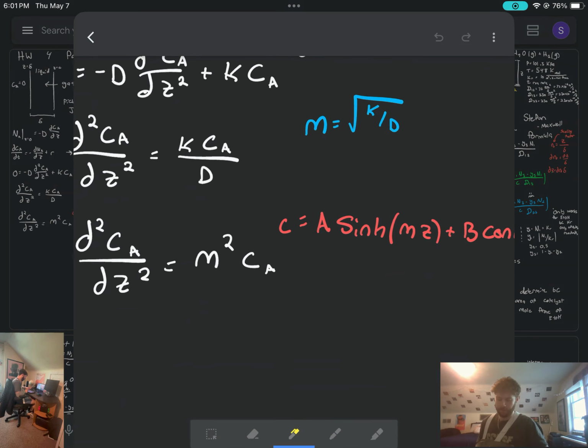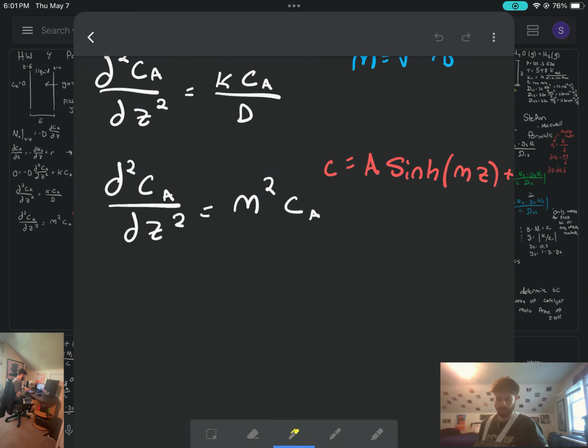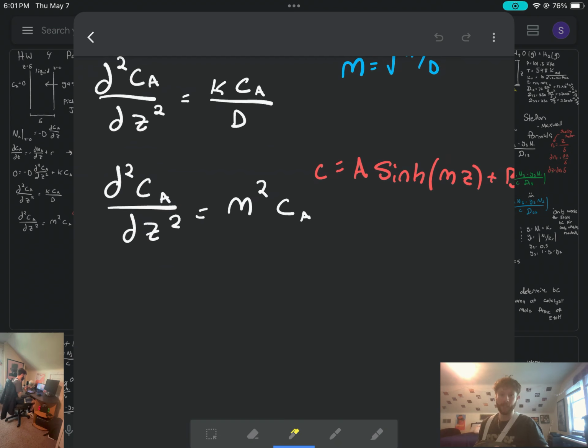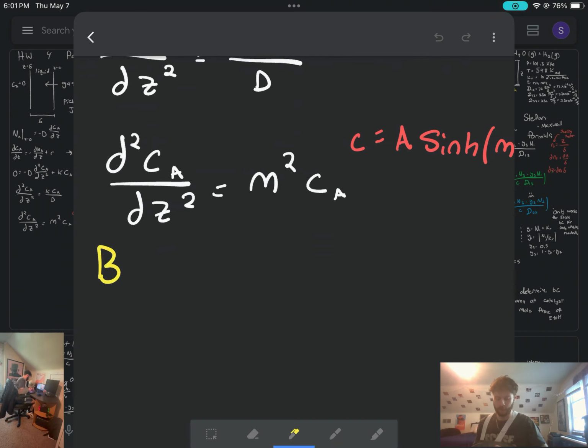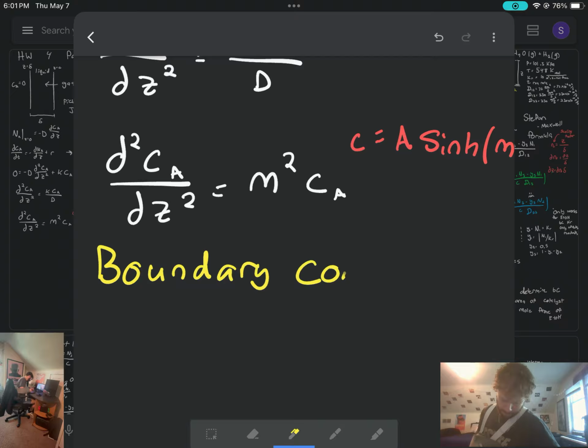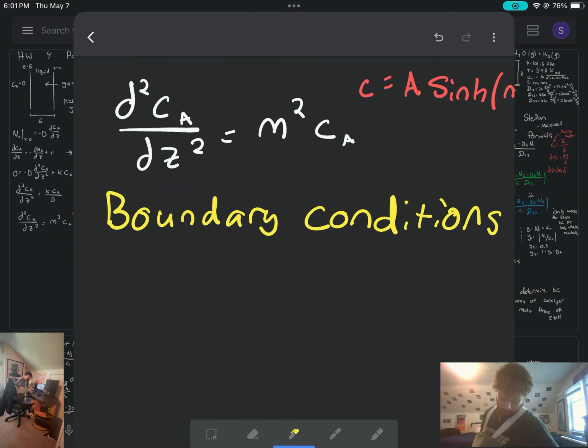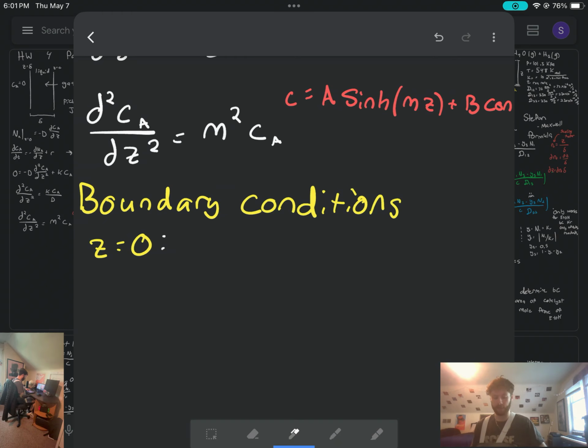So to proceed further, we'll need to solve for our boundary conditions. Our boundary conditions are 0 and delta, and so at z equals 0. This is solving for the concentration at the interface.